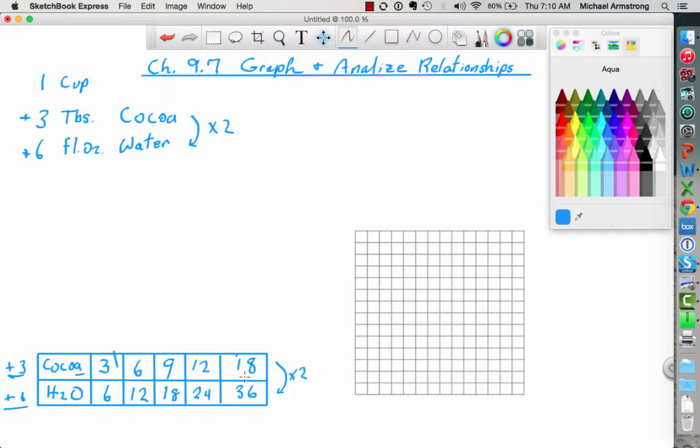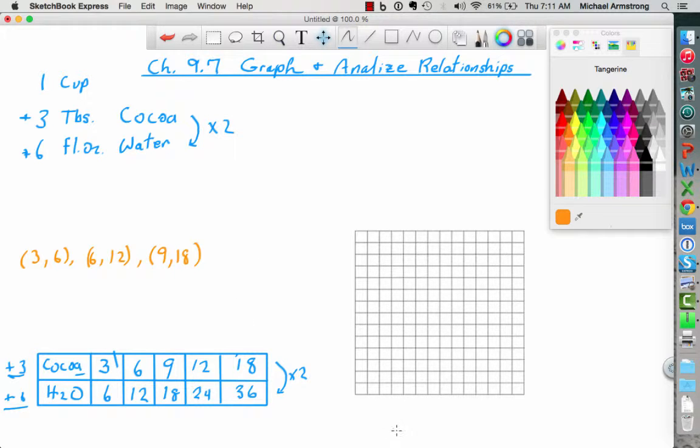What they want us to do is make ordered pairs out of these. And so the ordered pairs are going to look like 3, 6. Like that. 3, 6, and then 6, 12. And then 9, 18, etc. And you're just going to keep going until you get all the ordered pairs. And then you're going to graph and label the ordered pairs.